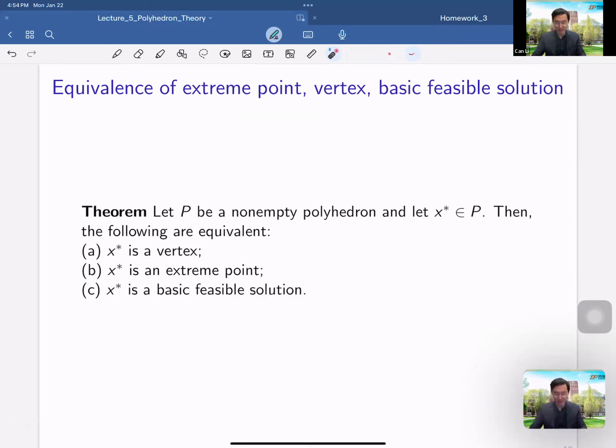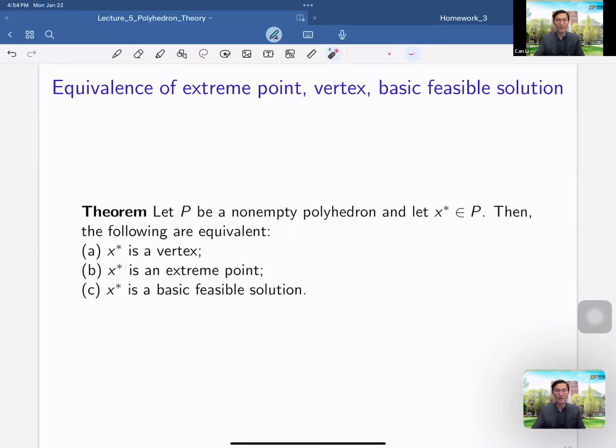Okay, so here's one of the main theorems of this lecture. Let P be a non-empty polyhedral set, and let x star be a point in P. Then the following statements are equivalent: x is a vertex, x is an extreme point, x is a basic feasible solution. So all the 3 statements are actually equivalent.